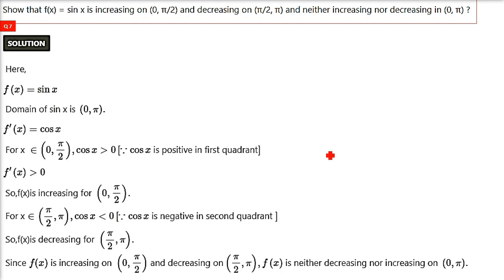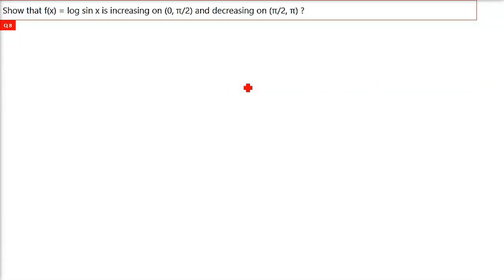give. And I would urge you to make the diagrams and add sugar to coffee to make your argument stronger. Show that f(x) = log sin x is increasing in 0 to pi by 2 and decreasing on pi by 2 to pi. Again 0 to 90 degree and 90 degree to 180 degree we are talking about.